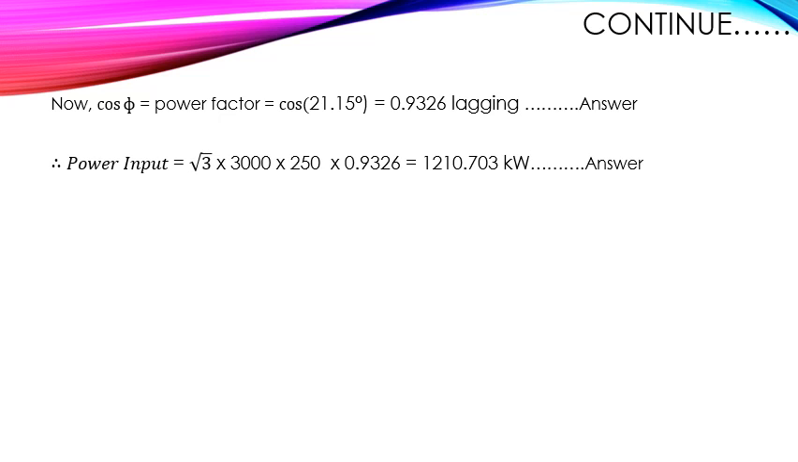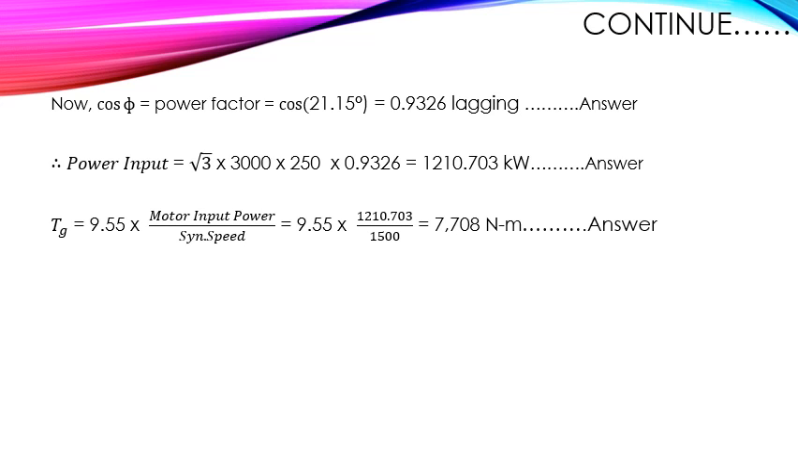Then power input root 3 VL IL cos phi, right? VL is 3000 volts, IL is 250 amperes, and power factor is that we have already calculated 0.9326, right? So the power input is equals to 1210.703 kilowatt. Then the gross mechanical torque developed is 9.55 multiplied by motor input power divided by synchronous speed, right? So here just put the values, then we'll get the answer.